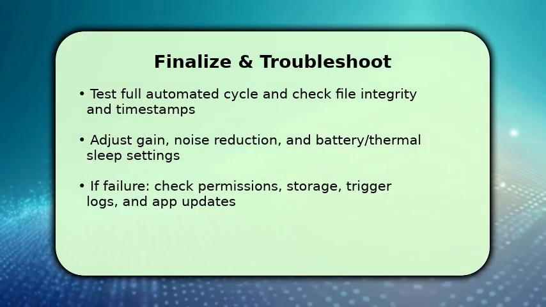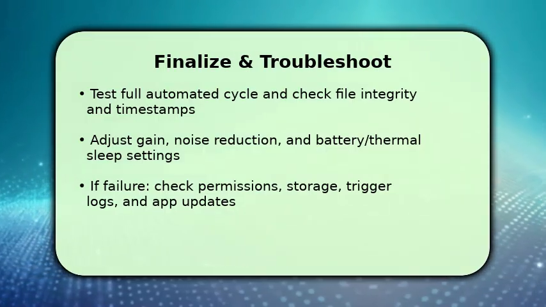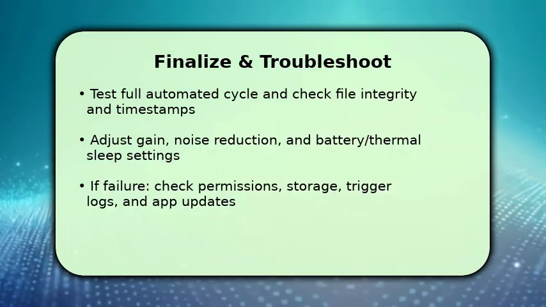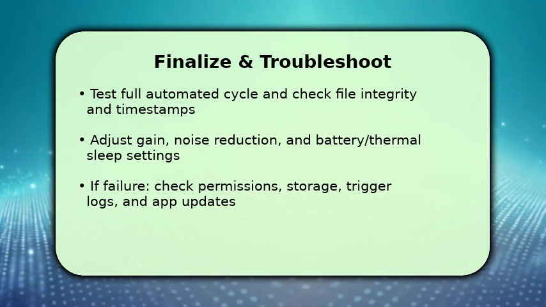If automation fails, first confirm permissions and available storage, then review trigger logs and update the app or firmware. If problems persist, reboot the device and retest. This resolves most hidden conflicts.